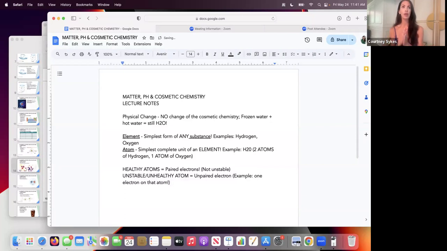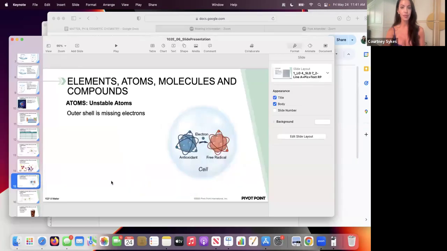So this would be where free radical damage is coming into the picture and it's causing your skin cells to just panic and freak out. That is important to remember, important to know, because you want to make sure that things have paired electrons. Then you're going to have healthy hair, skin, and nails, right? Healthy hair, skin, and nails. So we want to make sure that that's the case. Then this just gives you a good picture of the outer shell missing an electron where free radical damage happens.